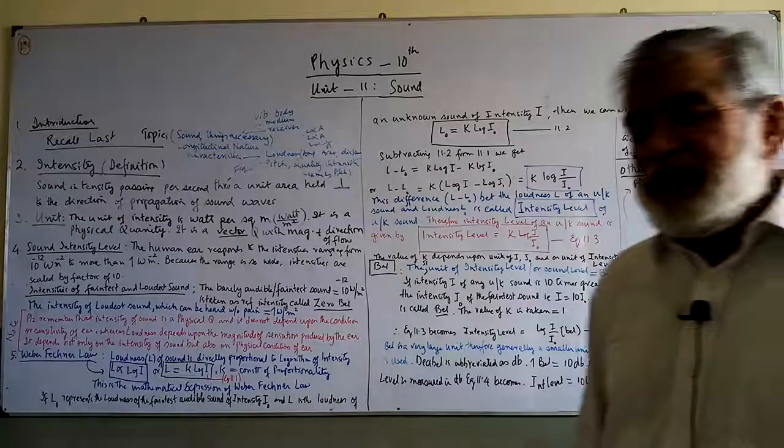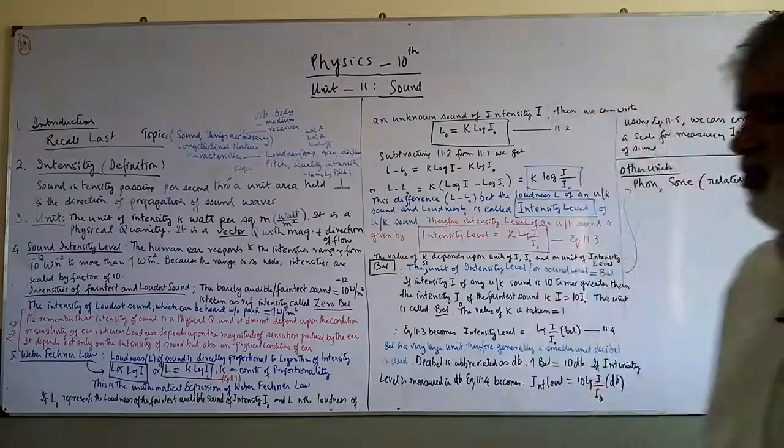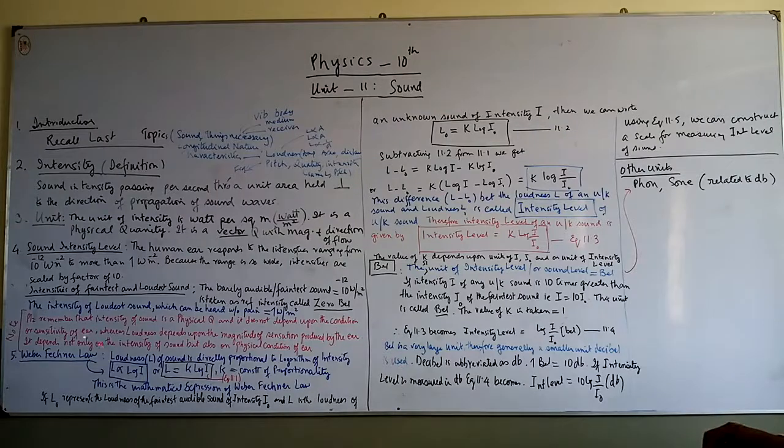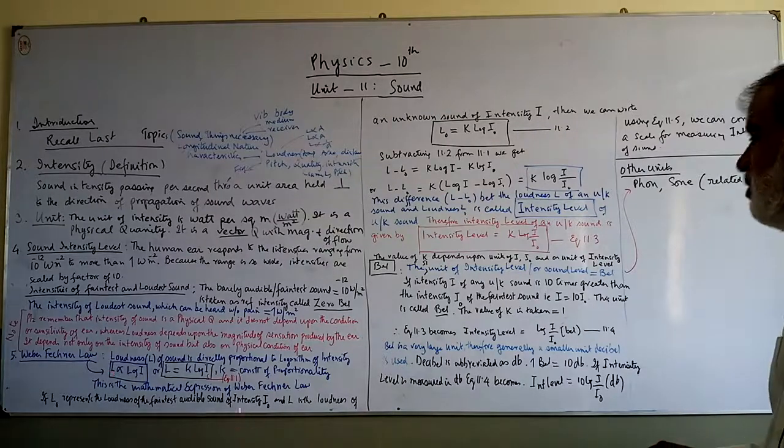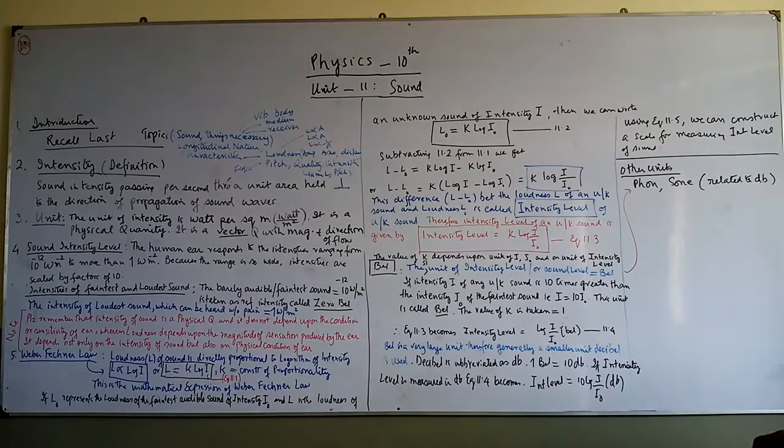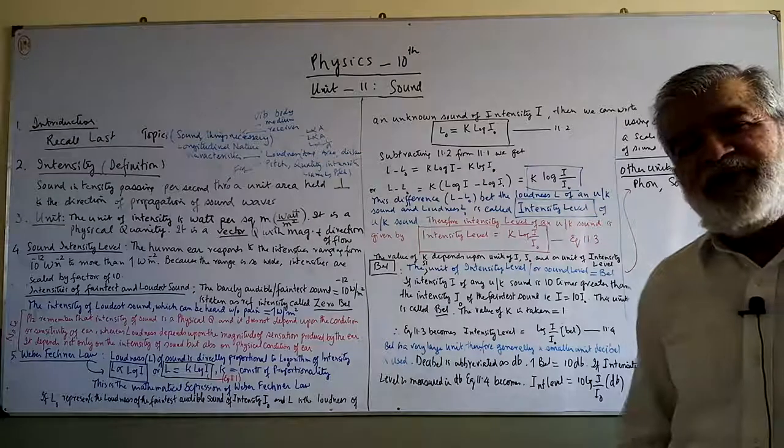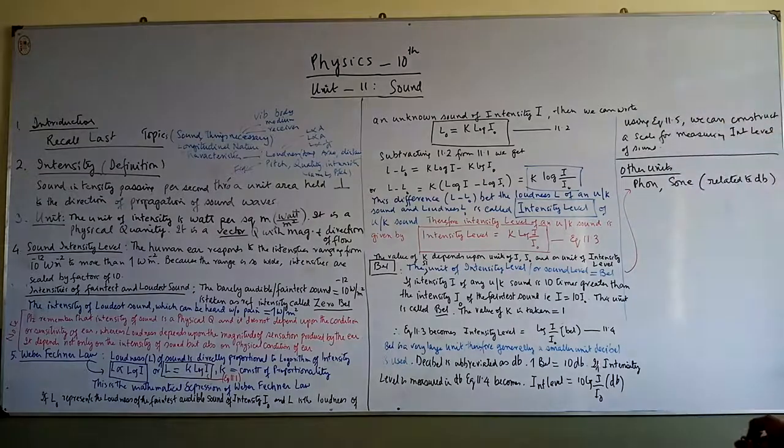Bell, as you can see, is a very large unit. It depends upon a very wide range of 10 raised to the power minus 12 watts per meter square to 10 raised to 1 watt per meter square. Since it is a very large unit, we divide it into decibels, which is 10 times less than that. Decibel is abbreviated as dB. One bell is equal to 10 dB.